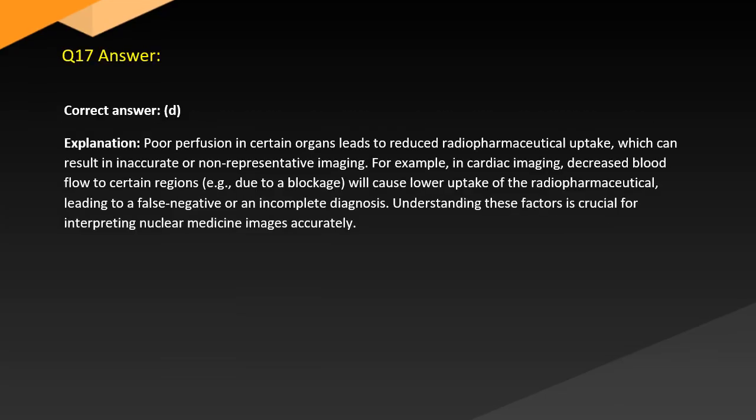Answer. Correct answer: D. Explanation. Poor perfusion in certain organs leads to reduced radiopharmaceutical uptake, which can result in inaccurate or non-representative imaging. For example, in cardiac imaging, decreased blood flow to certain regions, e.g. due to a blockage, will cause lower uptake of the radiopharmaceutical, leading to a false negative or an incomplete diagnosis. Understanding these factors is crucial for interpreting nuclear medicine images accurately.